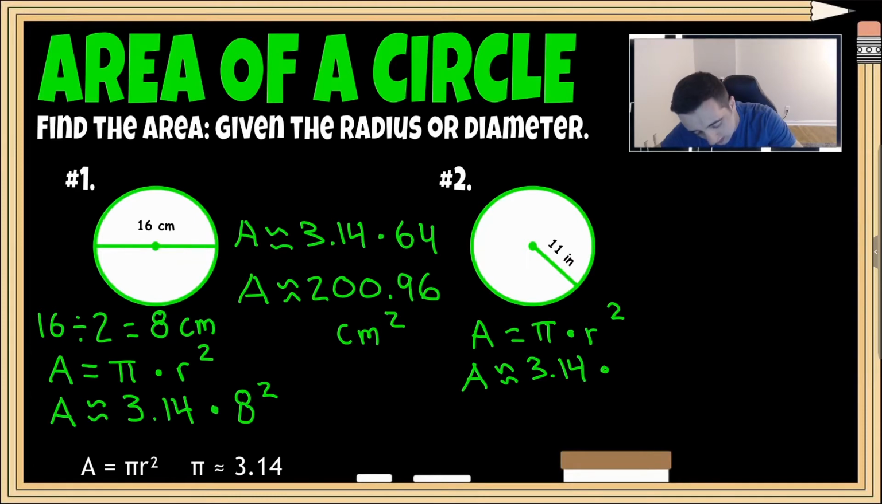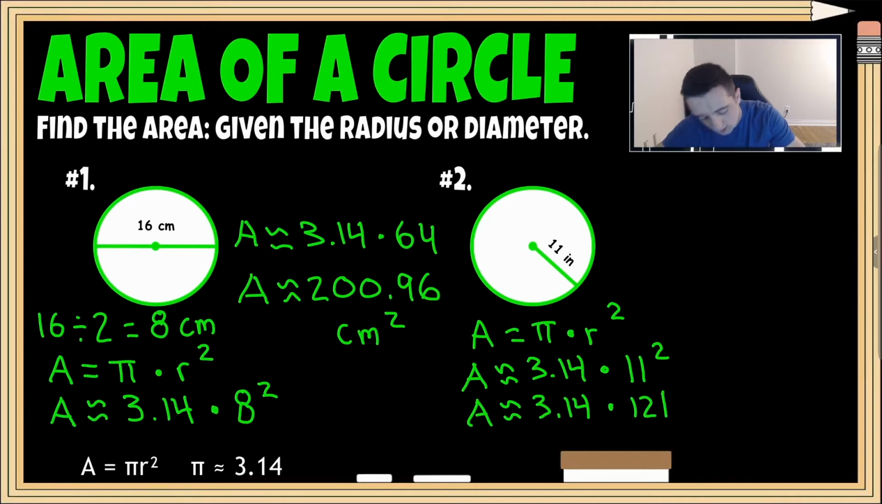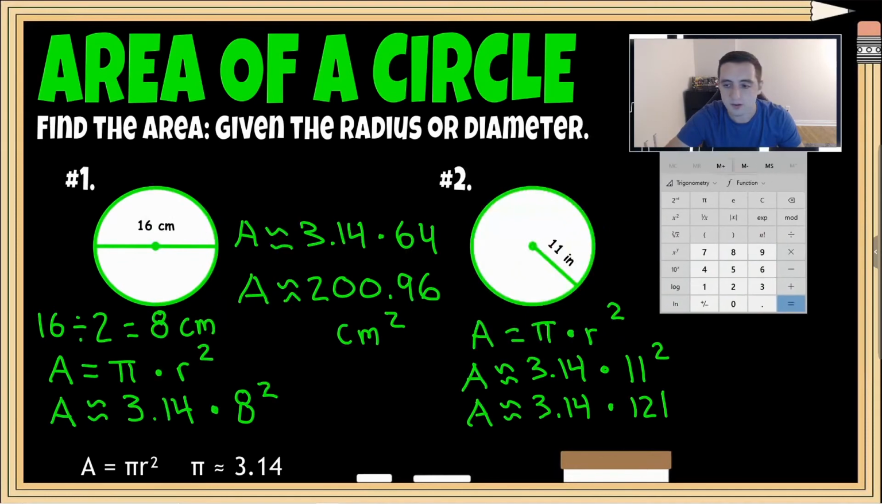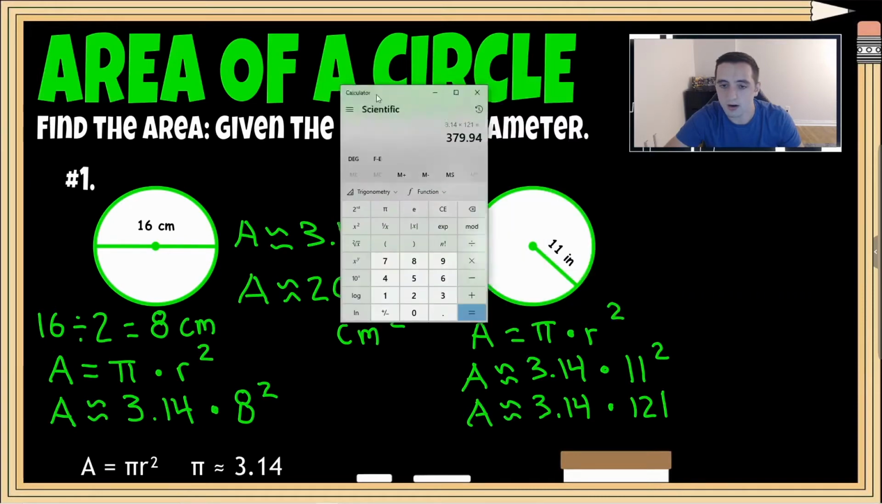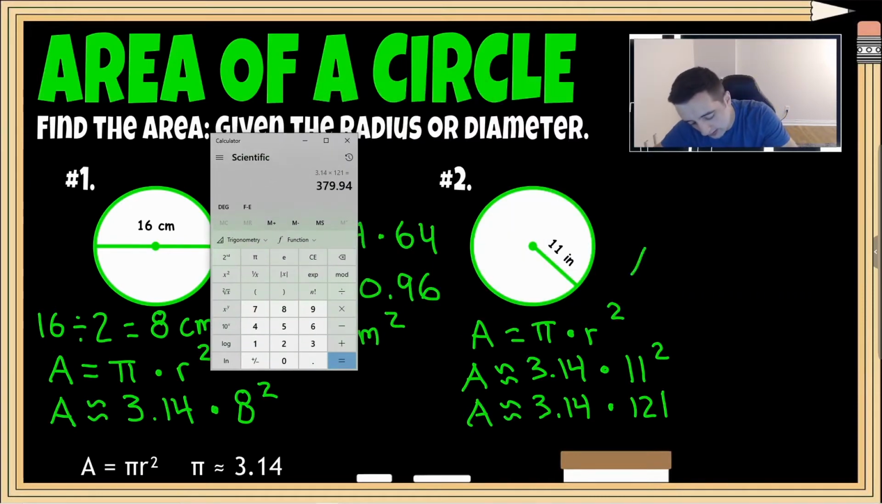3.14 times our radius, or half the length of the circle, which is 11 squared. Okay, again, order of operations, no parentheses, so we do exponents, so 11 times 11, which is 121. So area is approximately 3.14 times 121. And then let's take out our calculator again. 3.14 times 121. And we end up getting our area, if I move that over here, our area is approximately 379 and 94 hundredths, and we are dealing with inches, so we have square inches for our answer.